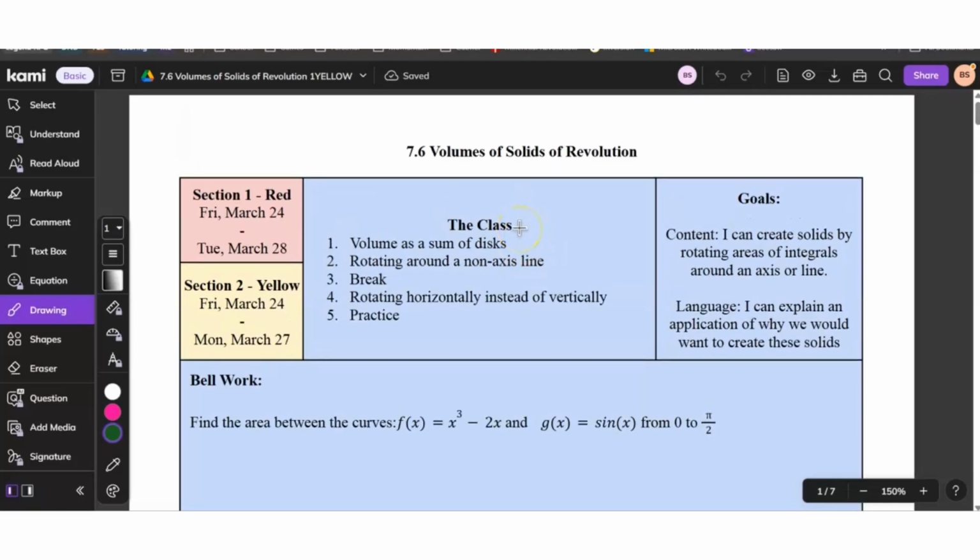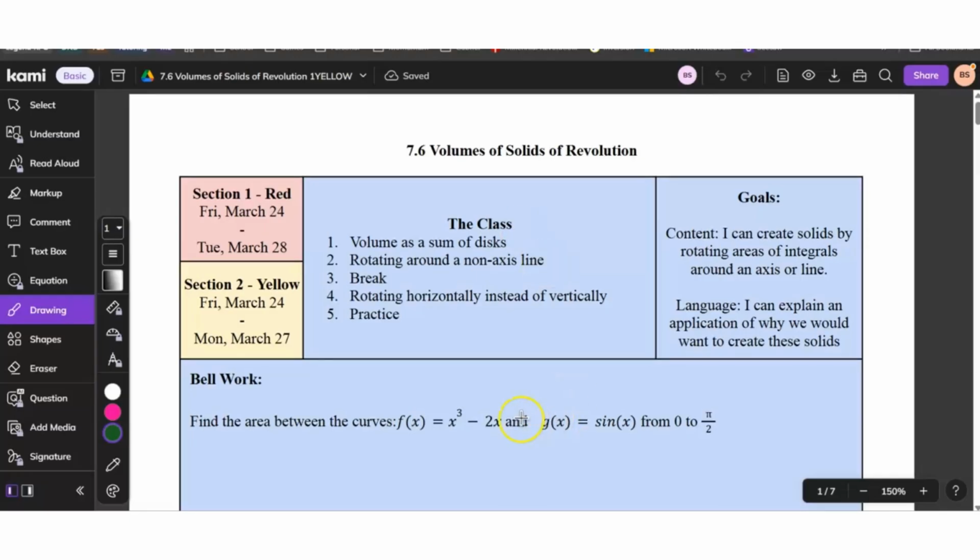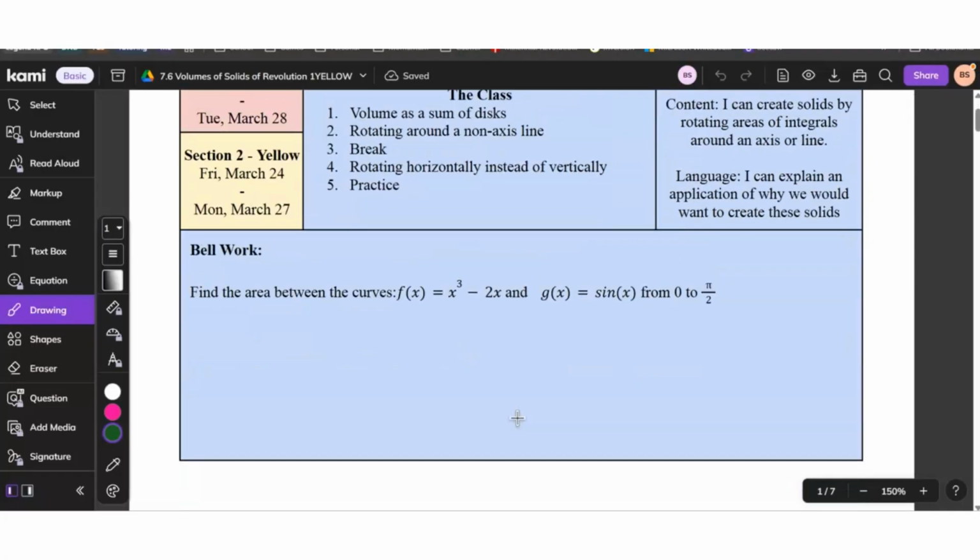Almost done. So now, guys, we're going to take the volumes, and we're going to go between curves, but now what we're going to be doing is rotating it. So, volumes of revolution. Before we do that, let's go ahead and do the bell work.